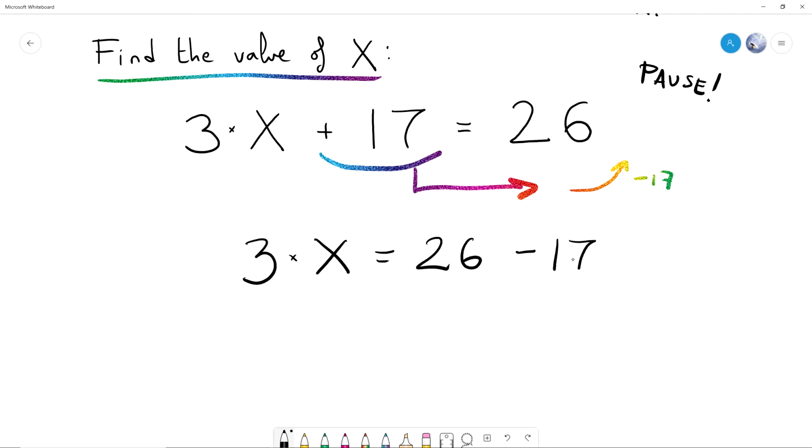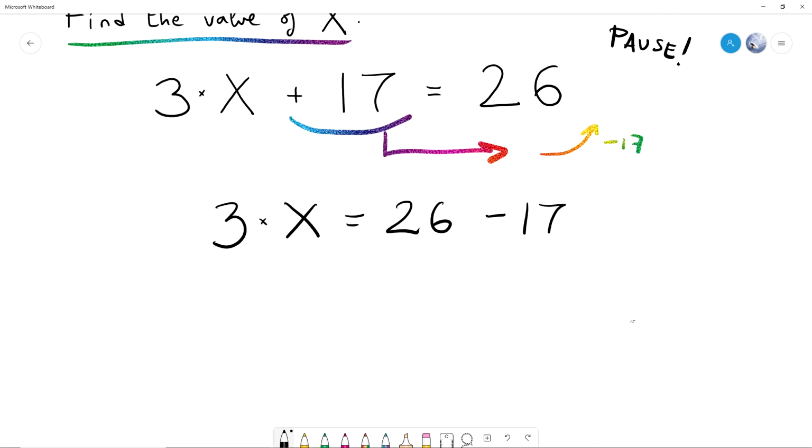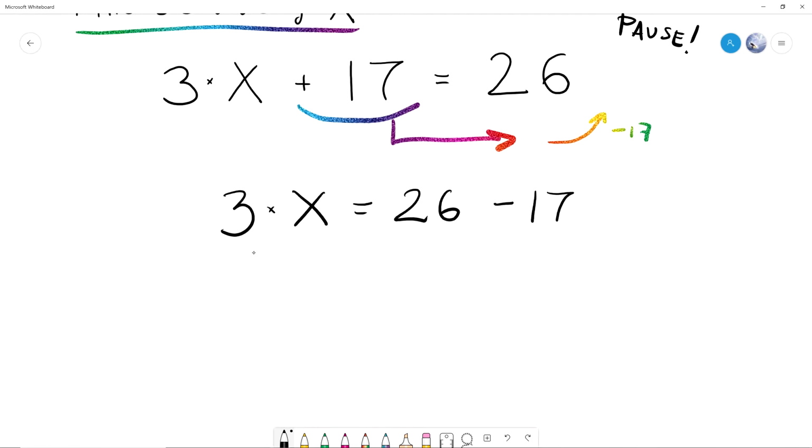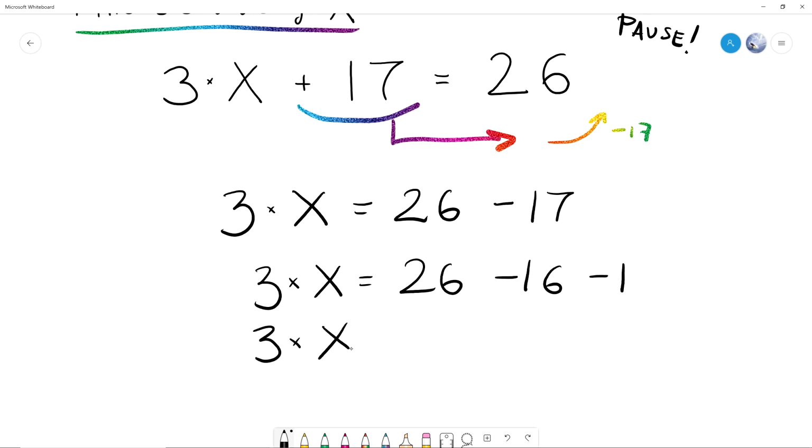3 times x equals 26 minus 17. And now Natalie was explaining a trick for doing the subtraction of 26 minus 17, a trick that I personally like. She said that I can write 3x equals 26 minus 16 minus 1, because 17 is 16 plus 1. So I can subtract first 16 and then 1. That works because 26 minus 16 is 10. So that gives me 3 times x equals 10 minus 1.